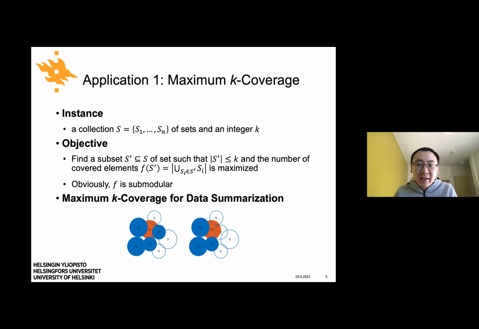Maximum k-coverage is a natural model for data summarization. Here we can consider all pieces of information to be modeled as the ground set, and each element is modeled by some pieces of information in the ground set. And our objective is to find a subset of k most informative elements from all sets.